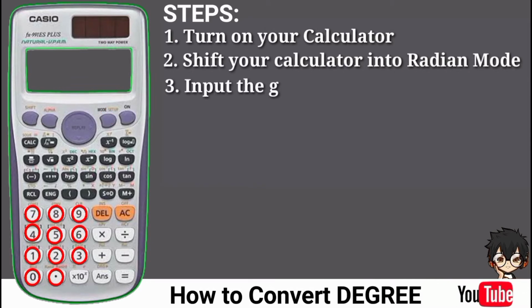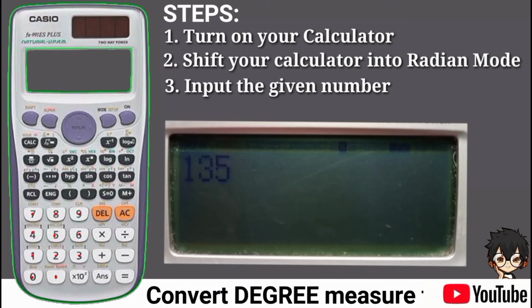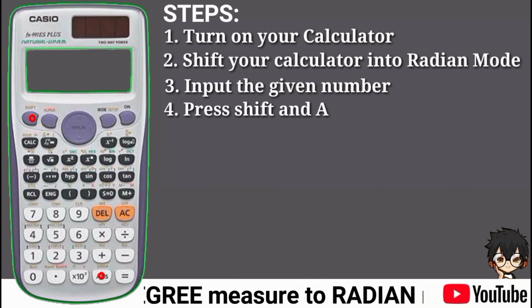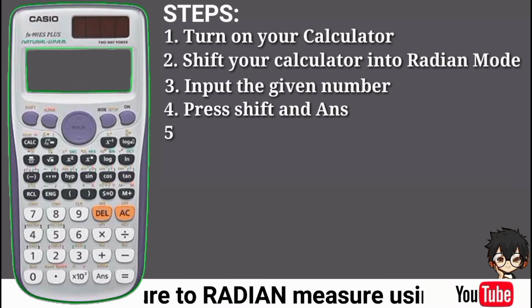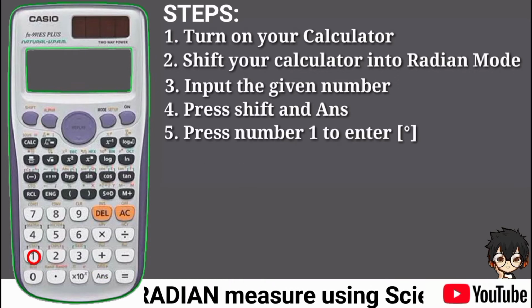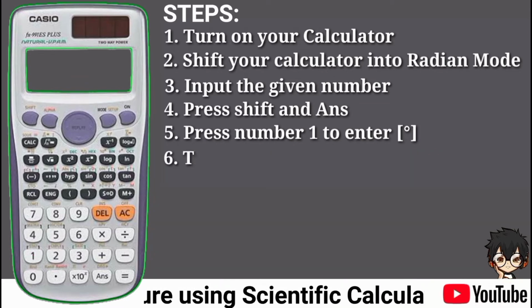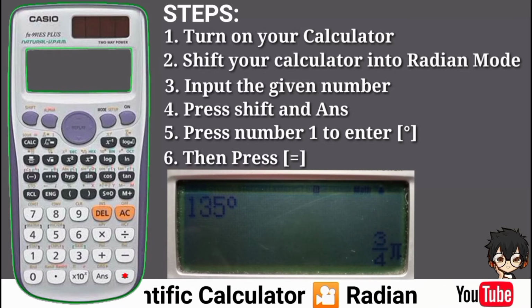Step 3. After shifting, input the given number. For example 135 degrees. Press numbers 1, 3, and 5. Step 4. Press shift and ans. Step 5. Press number 1 to input the degree symbol. And lastly step 6. Then press equals.